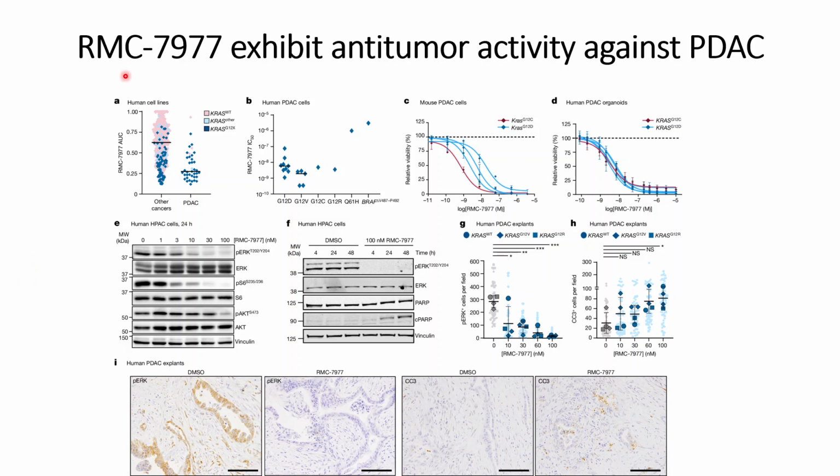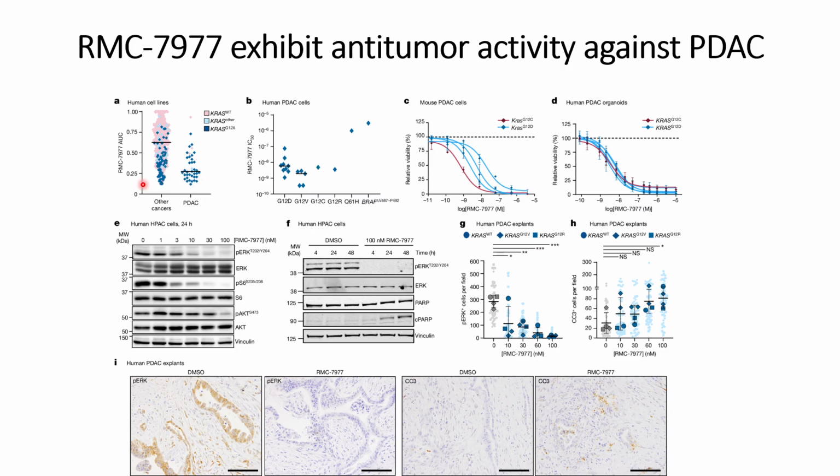In this video, we will discuss a RAS inhibitor compound, RMC-7977, that exhibits anti-tumor activity against pancreatic cancer cells in vitro. We will start the discussion with panel A. In panel A, they checked the viability of different cancer cell lines against RMC-7977, and they found that compared to other cancers, the pancreatic cancer cells have low viability.